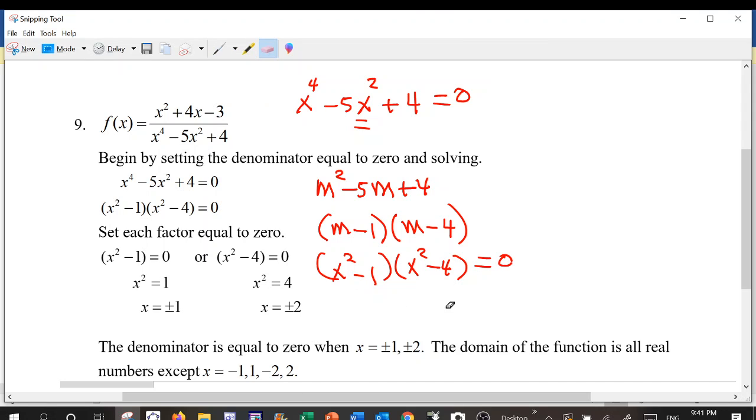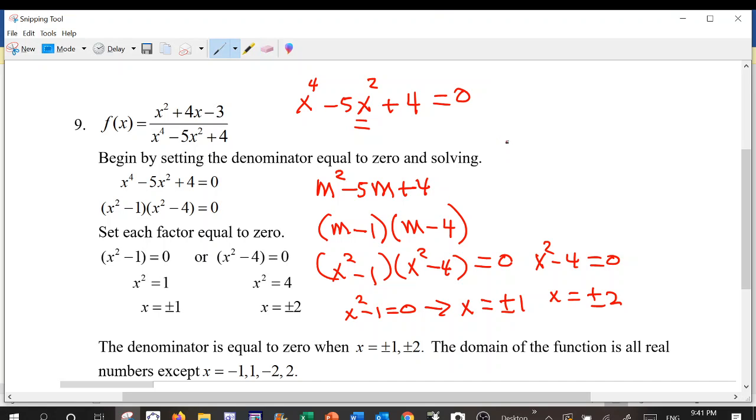That means either this equals 0 or that equals 0. So x squared minus 1 equals 0, which means x is plus and minus 1. And then x squared minus 4 equals 0, so x is plus and minus 2, right? Move and take the square root of both sides. So we got 4 numbers that don't belong in the domain, right?